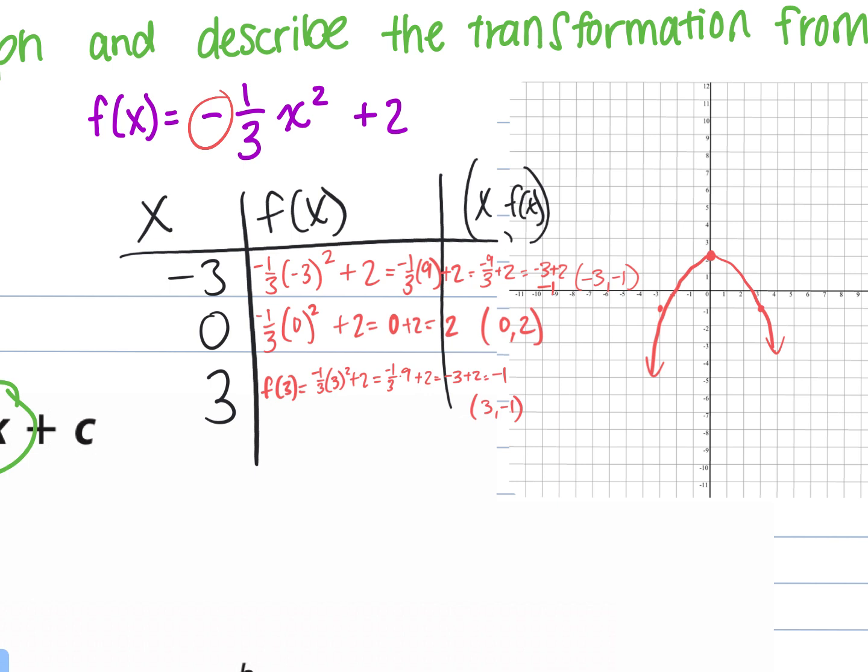Why did it shrink? Because of the 1/3. Remember, when that a value is smaller than 1, when its absolute value is smaller than 1, it's going to shrink your graph. It's going to make it wider, more wide, more bowl-shaped. And then lastly, why is it shifted 2 units up? David, that's because of the +2.